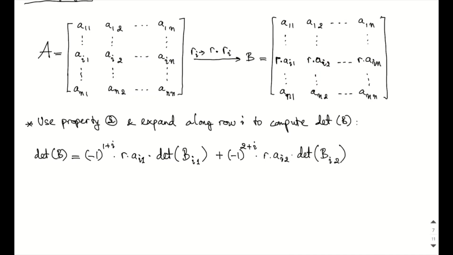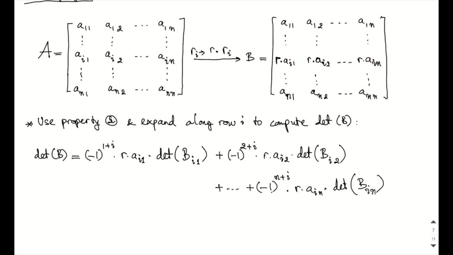All right, and then of course plus dot dot dot plus. The last one is going to be N plus I, and the entry is going to be obviously R times AIN, and times the determinant of the matrix obtained from B by deleting the row and the column that contains the entries that you took out.